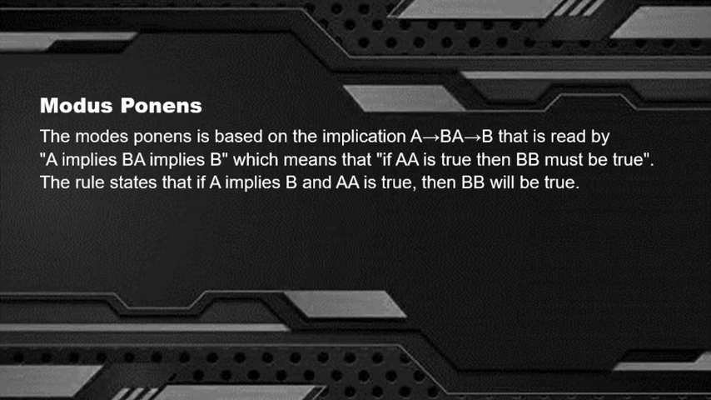First, modus ponens. The modus ponens is based on the implication. This is read as A implies B, which means that if A is true, then B must be true. The rule states that if A implies B and A is true, then B will be true.